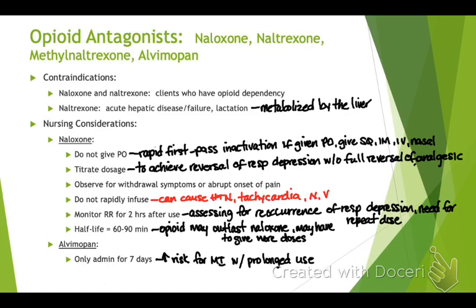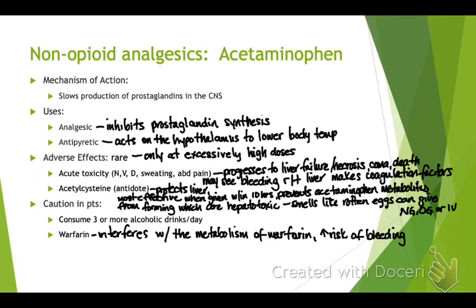Alvimopane, the nursing consideration for this one, again, you want to only administer for 7 days, so you don't want to give it for longer than 7 days. It does have an increased risk for MI if we give it for prolonged periods of time. So that basically concludes our opioid section. We're going to start with our non-opioid analgesics, and we'll start with acetaminophen.